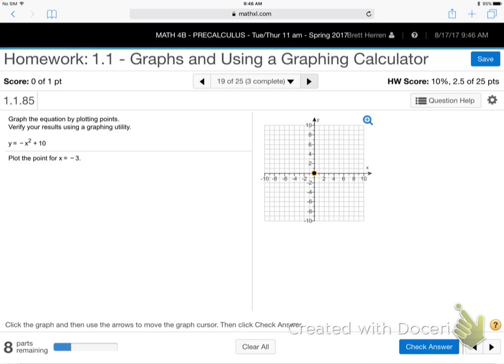All right. So we've got y equals minus x squared plus 10. And they're saying plot the point for x equals negative 3. Do you guys want to try that? Let me give you a second. Go ahead and plug in negative 3 there. But remember, be careful when you plug into the formula. You got to put parentheses around the negative 3 as you plug it in there, right?